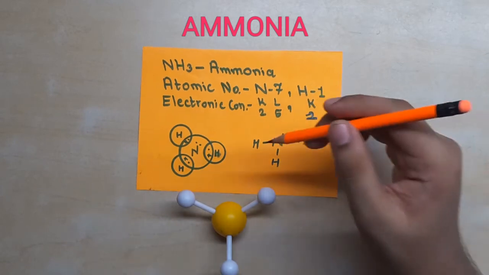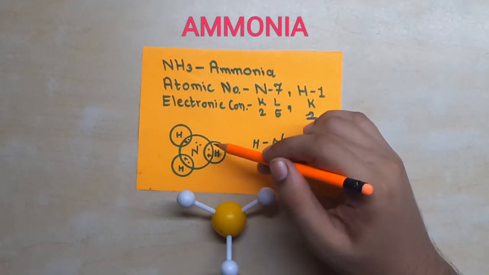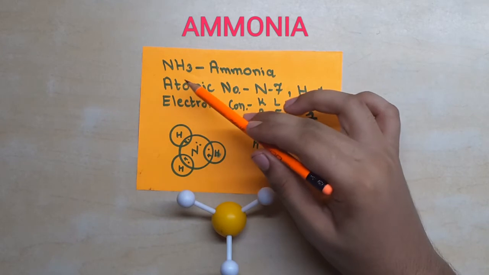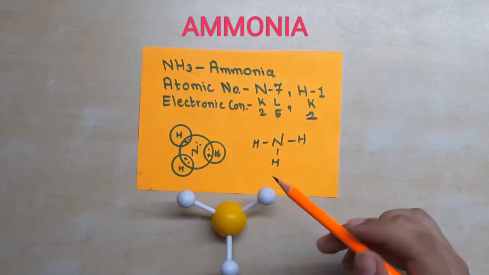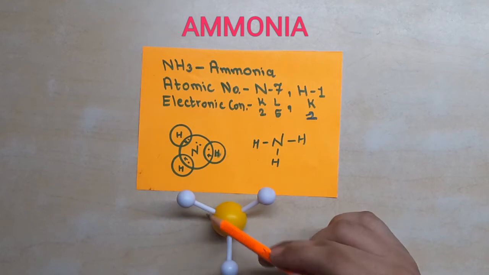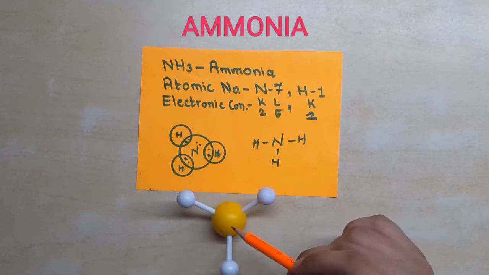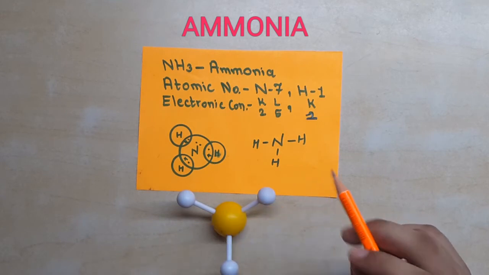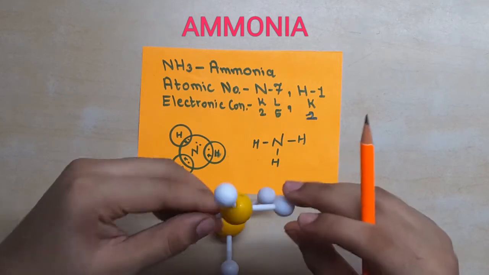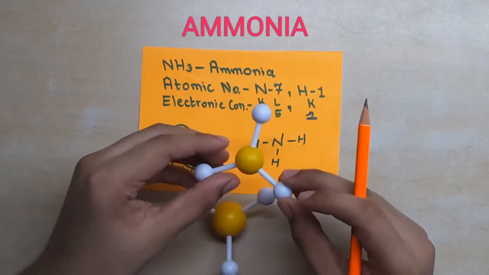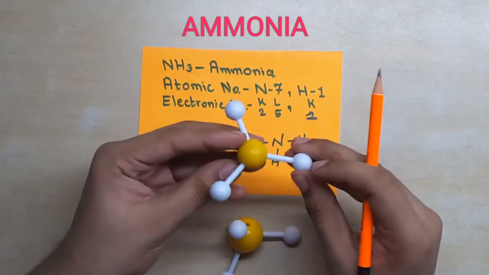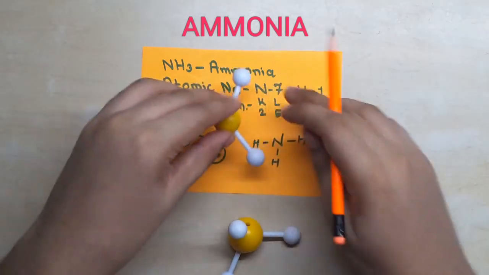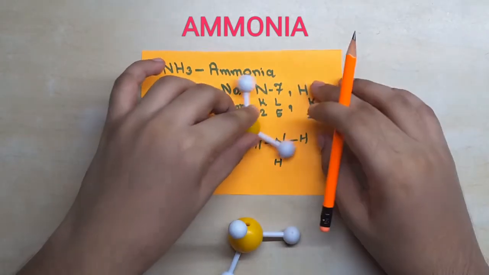Thus, 1 nitrogen atom combines with 3 hydrogen atoms to form NH3. There is a single bond made between the nitrogen and each of the hydrogen atoms. Now, ideally, the bond formation should be in this way. It should be planar. The angle between the two subsequent hydrogens should be 120 degrees.